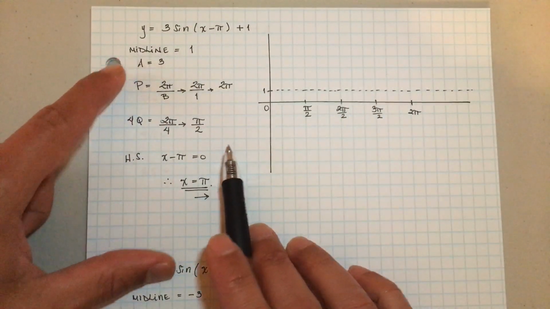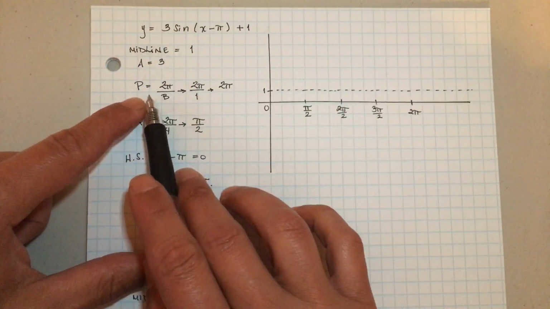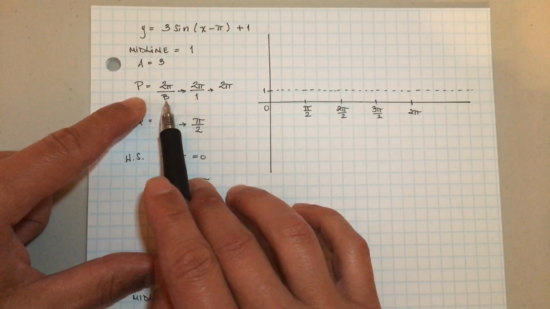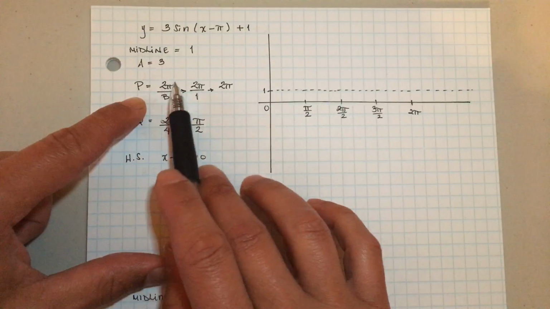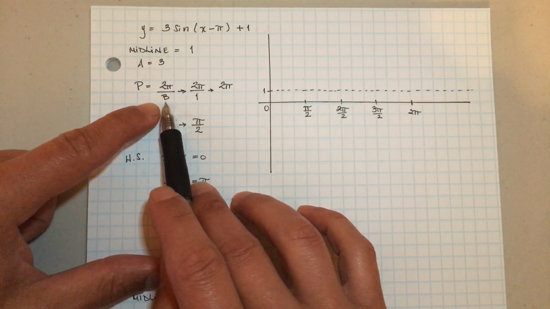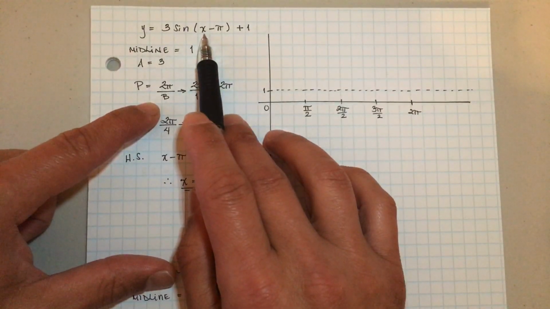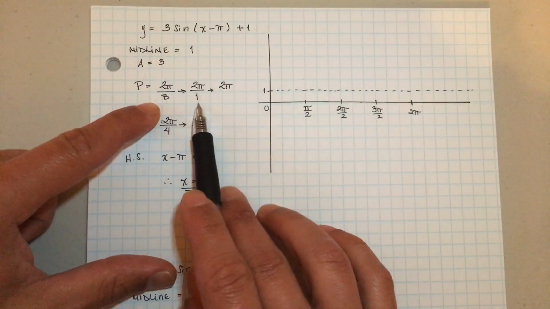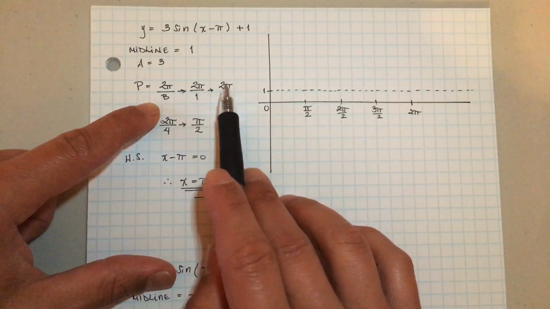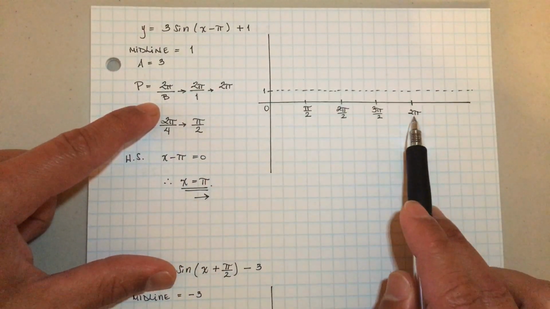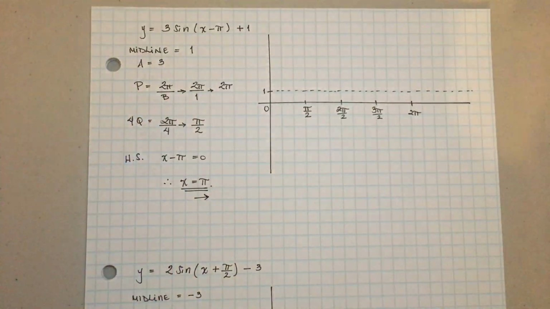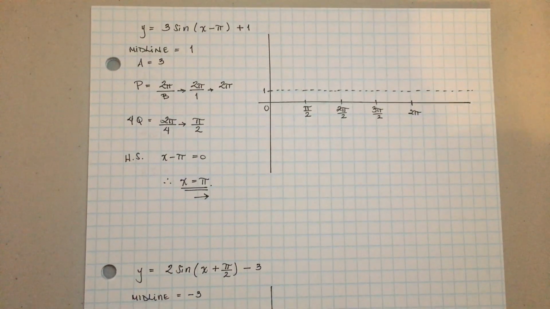Now your period is 2 pi over b. So what you do is you take your 2 pi divided by b. Well, what's that b value? Whatever's in front of the x. Well, what's in front of the x? A 1. So it's 2 pi. So what do I do with this guy? This guy goes all the way at the end. That's where you put it.